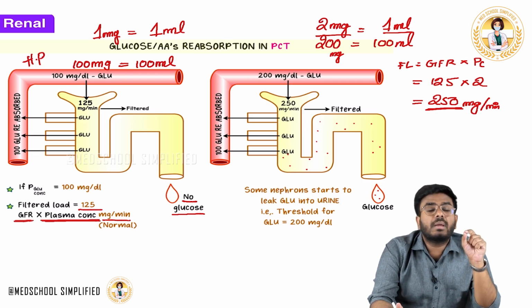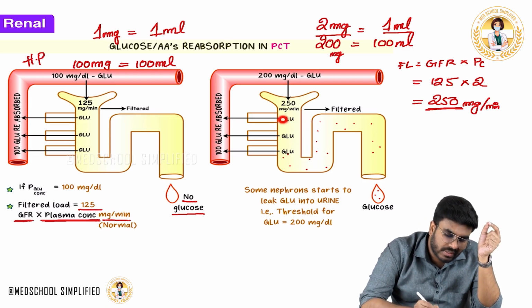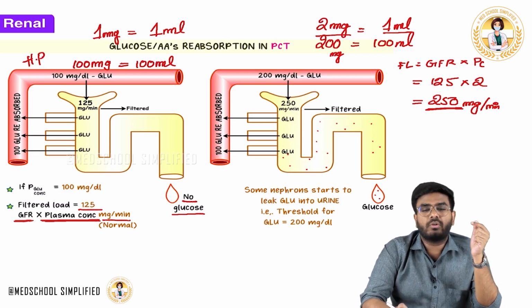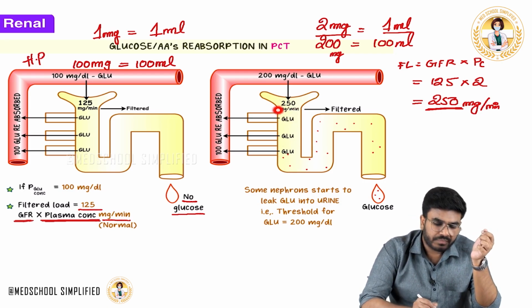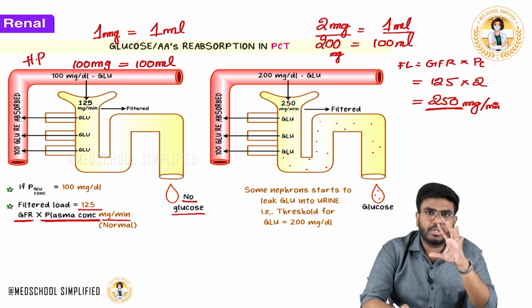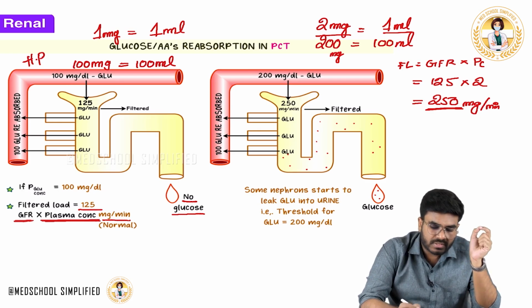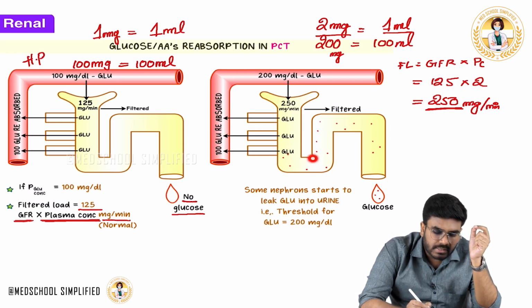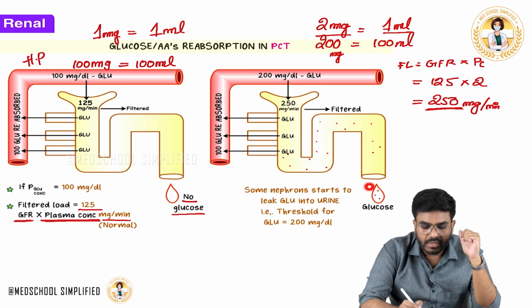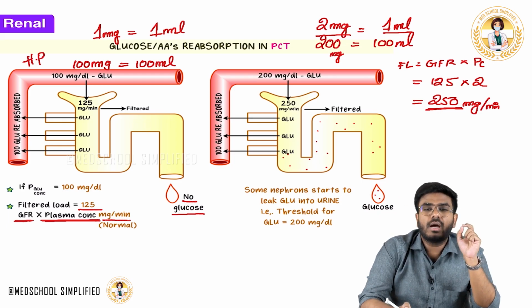So that glucose will come into the urine. See, yes, glucose will be reabsorbed, no doubt. Most of the nephrons can take up this much glucose, and they will try to reabsorb. But some nephrons will start to fail. So that's why some glucose is coming out in the urine. Some glucose molecules are going to appear in the urine.